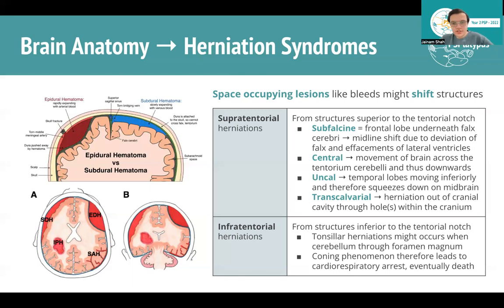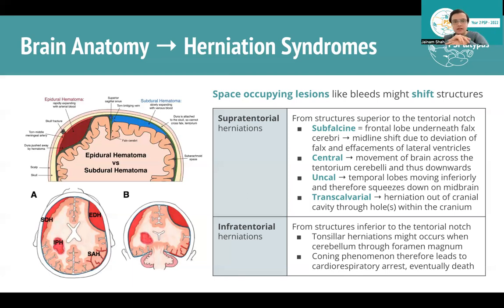So you've got subfalcine, which is the frontal lobe pushing underneath the falx cerebri. So I want you to just think about this being like this part of the brain kind of pushing underneath and then going across to the other side. That's essentially what it is. So you get things like a midline shift, which is a deviation of the falx. So this falx cerebri gets pushed across, and you also get effacement of the lateral ventricles. In other words, the ventricles in the middle look like they're being squashed, right? Which can lead to things like hydrocephalus, because you have a buildup of CSF that's not able to be drained out effectively. That's probably the most important one to remember in terms of the signs and the picture of what that looks like.